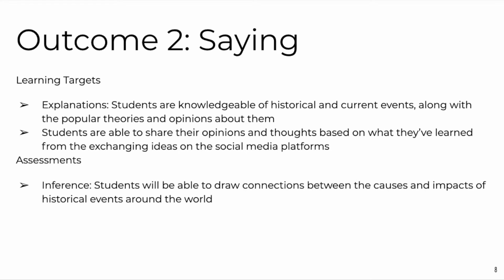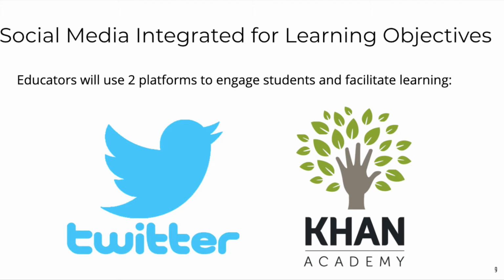In doing so, we knew that they would be able to draw connections between causes and impacts, but also develop well-formed arguments about these events. In order for students to accomplish this, we wanted to integrate some social media platforms to achieve their learning objectives. The two that we selected were Twitter and Khan Academy. Twitter is a more popular social media platform that connects people all around the world, while Khan Academy focuses more specifically on how people learn.